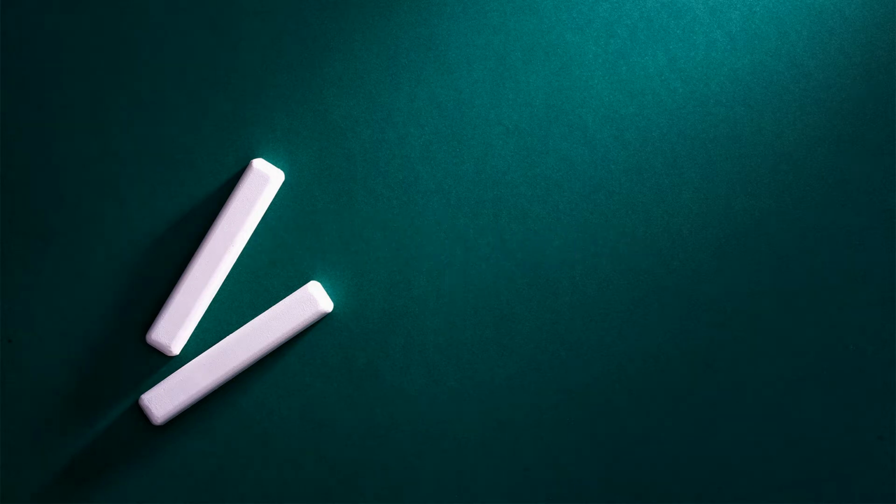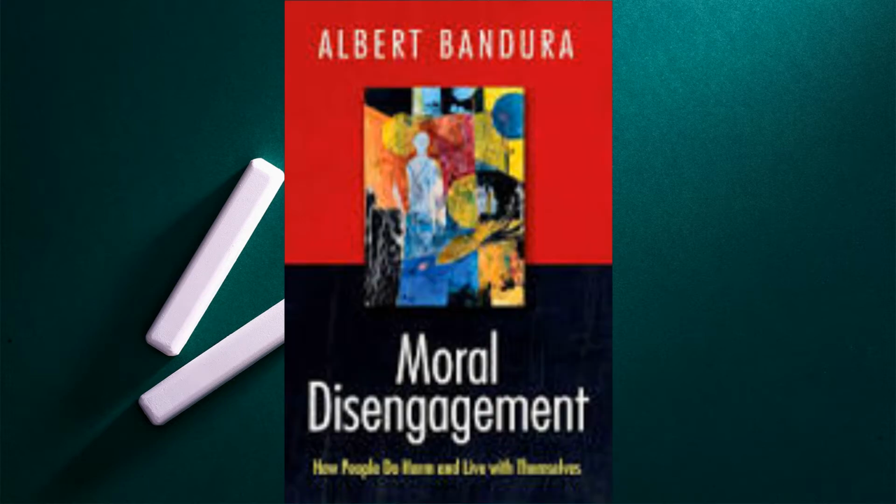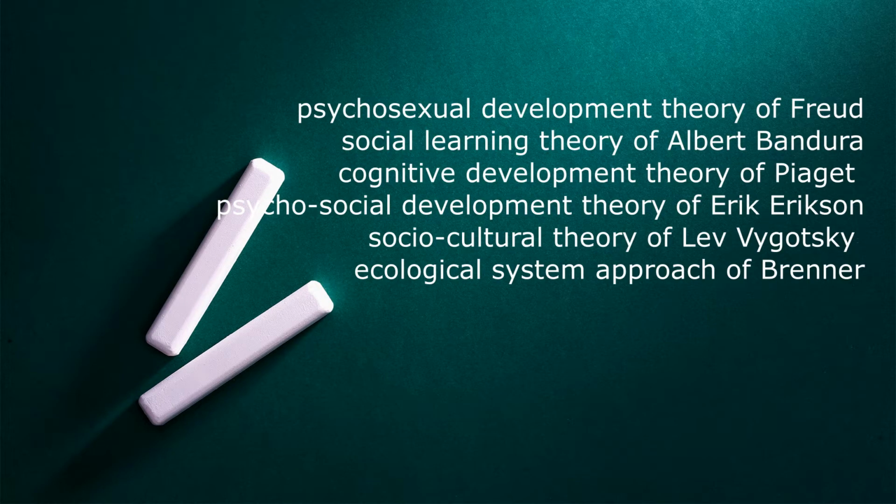Development psychologists come to the mind first with the psychosexual development theory of Freud, then with the social learning theory of Albert Bandura, with the cognitive development theory of Piaget, and with the psychosocial development theory of Erik Erikson and the socio-cultural theory of Vygotsky, and at last the ecological system approach of Bronfenbrenner. As you can see, there are many psychologists who worked on this issue.